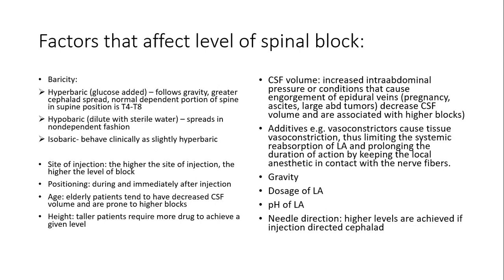What are the factors that affect the level of block? Number one, the baricity of your local anesthetic agent. All right, this is talking about specific gravity of your anesthetic agent relative to the plasma. All right. For instance, we have three different types of local anesthetic agents. We have hyperbaric. All right. We also call it heavy. All right. Hyperbaric bupivacaine. Also, I'm sure you must have heard about it, heavy Marcaine. All right. What is done here is that you add glucose to increase the specific gravity of the local anesthetic agent. All right. For hyperbaric solution, it follows gravity.